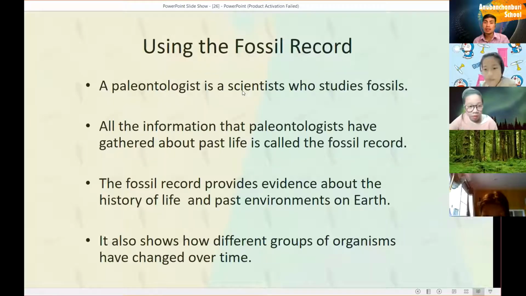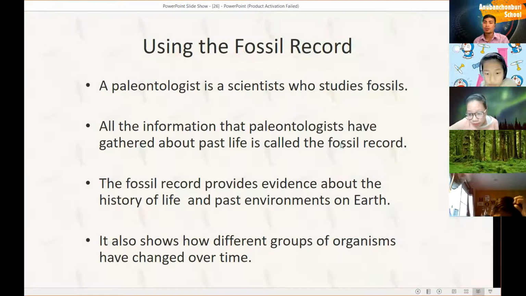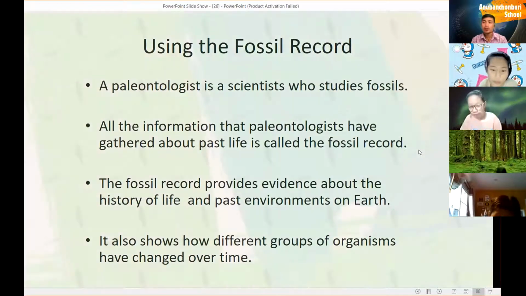So I think we're almost done. A paleontologist is a scientist who studies fossils, which I mentioned earlier already. All the information that paleontologists gathered about past life is called the fossil record. All the things about the fossils, they put in a record, and we call it the fossil record.